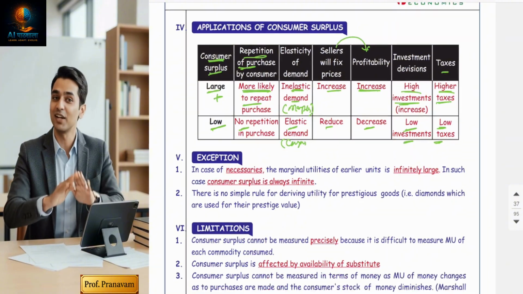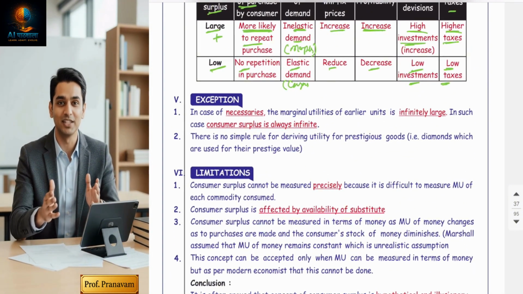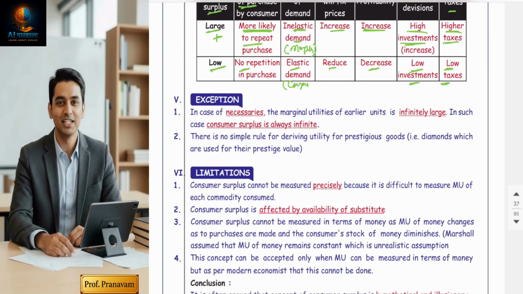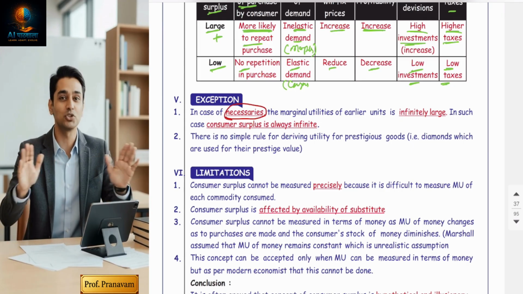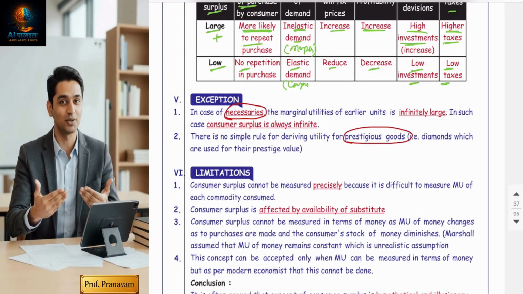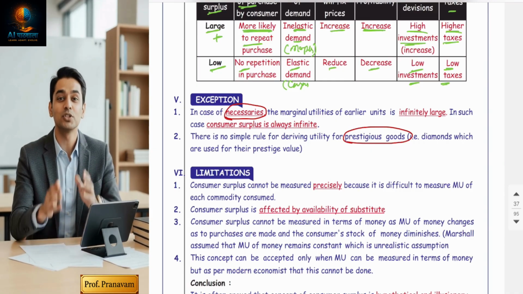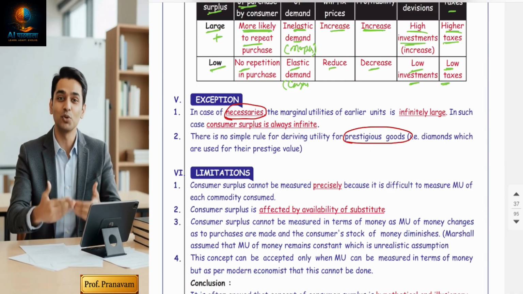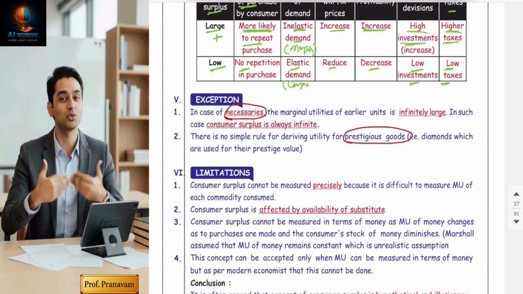Exceptions. Now, the consumer surplus theory is not applicable on two exceptions, two goods. One is necessity goods, another one is prestigious goods. Why? For necessity goods, the marginal utility is always infinite. So consumer surplus can never reach zero, because for necessity goods, I will not be able to sacrifice them. Whatever may be the price, I will keep on buying it.